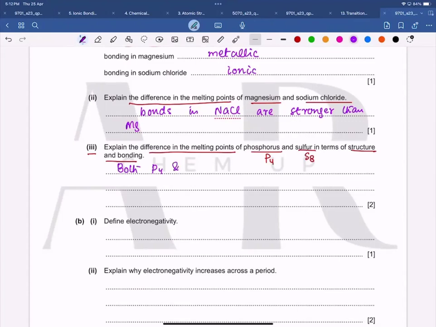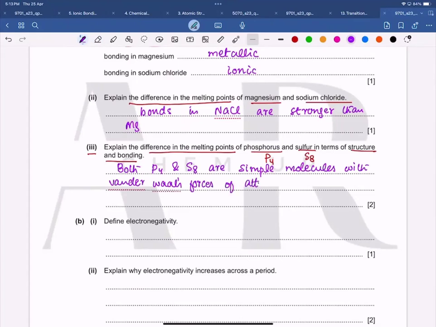Both P4 and S8 are simple molecules with van der Waals forces of attraction. So see, as I've written P4 and S8, I don't need to explain that phosphorus is tetraatomic and sulfur is octaatomic. Weak van der Waals forces of attraction. Yes, very good, Fiza.